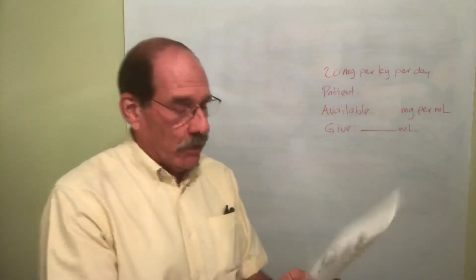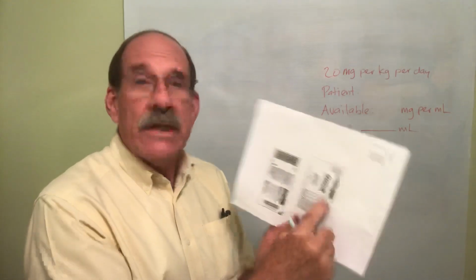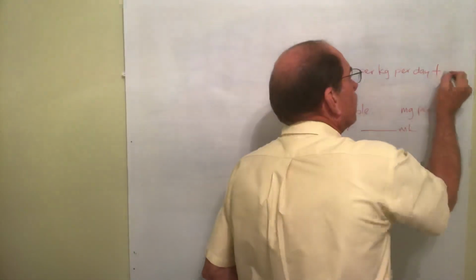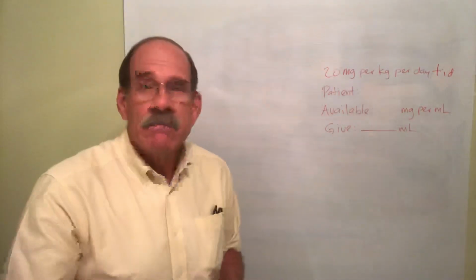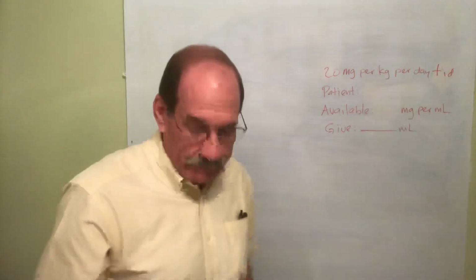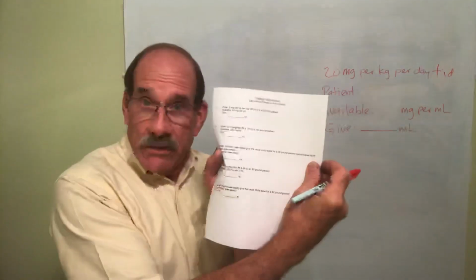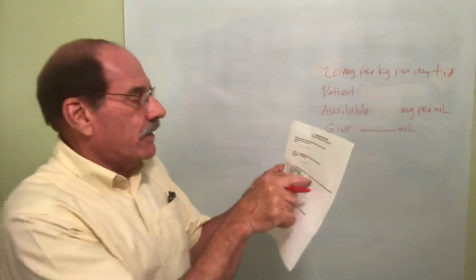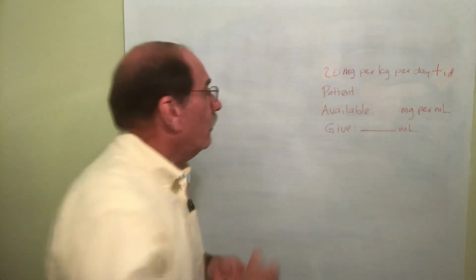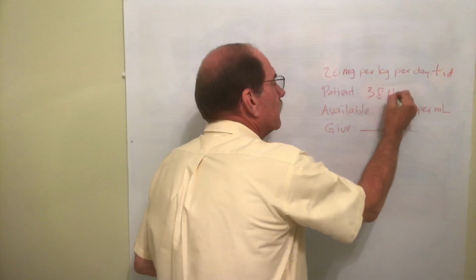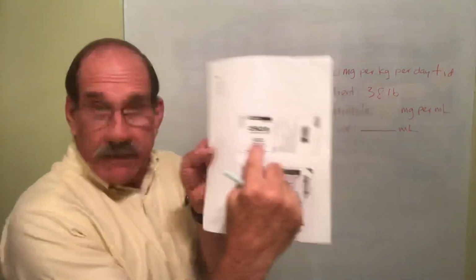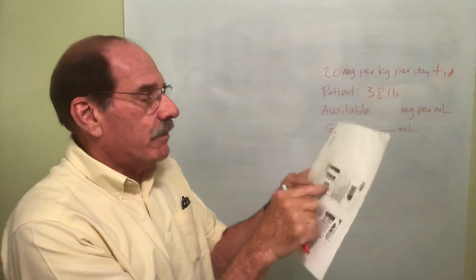But wait, how often? Well, let's see. Keep reading. In 3 divided doses. So the patient's going to get it TID, 3 times a day. 3 divided doses means divided up in thirds, 1/3, 1/3, 1/3. Back to the problem. It said the kid weighs 38 pounds. So the child weighs 38 pounds. It tells you also on the label how strong the stuff is, 125 milligrams per 5 milliliters.